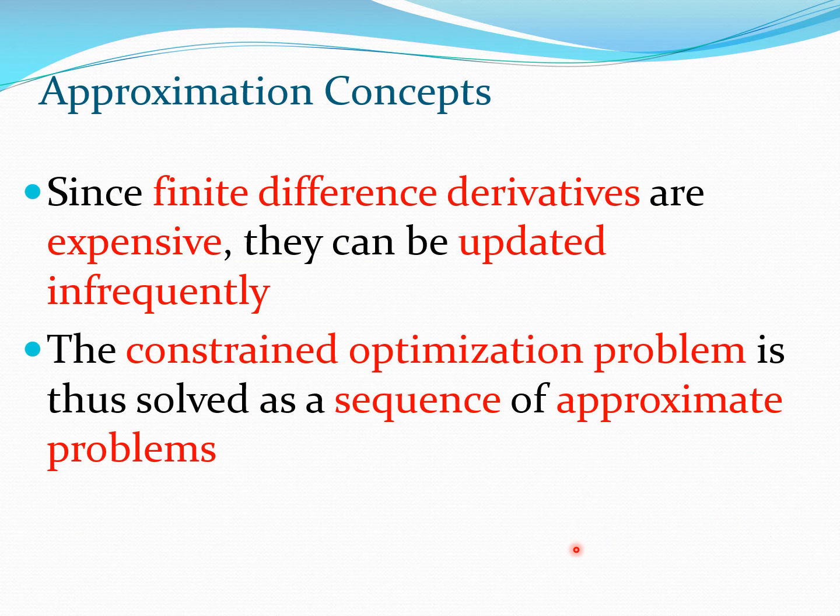Now, one of the tricks here is that since your finite difference derivatives are expensive, you may not want to update your approximation at every k value. So maybe you can change these approximations every now and then, depending on some norm or measure you have created. So essentially, then you can take rough values here. You can also use rough derivatives. And then the constraint optimization problem is solved as a sequence of these approximate problems.